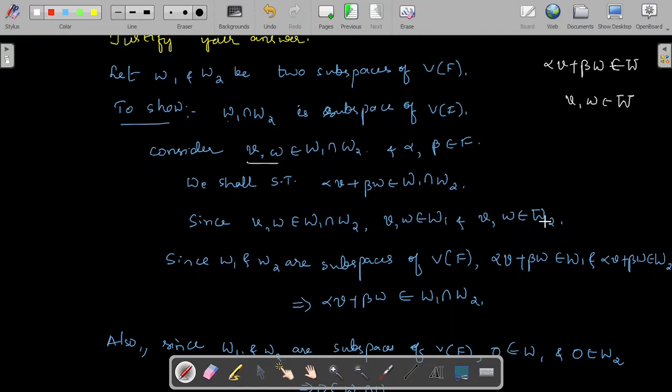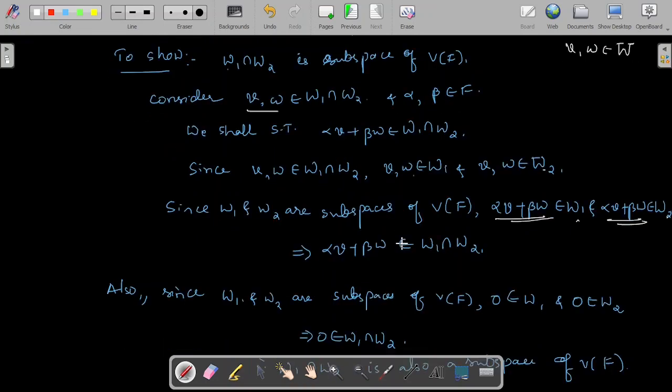As W1 and W2 are subspaces, whenever v, w belong to W1 and alpha, beta belong to F, alpha v plus beta w should belong to W1. Similarly, alpha v plus beta w should belong to W2, because they are the subspaces already given. If this vector is there in both W1 and W2, it should come under W1 intersection W2. Hence, we got the required thing.